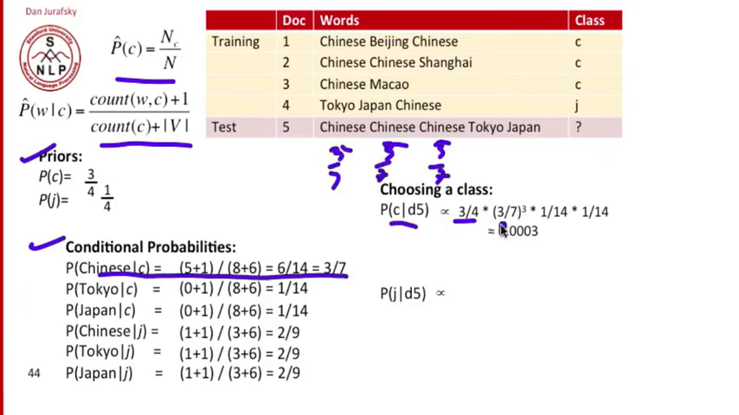Then the word Tokyo occurs. That's got probability 1/14. Then the word Japan, 1/14. And we multiply all that together and we get approximately 0.0003.